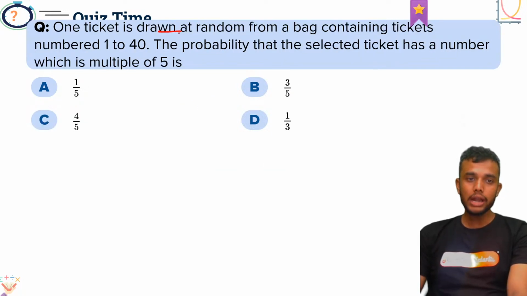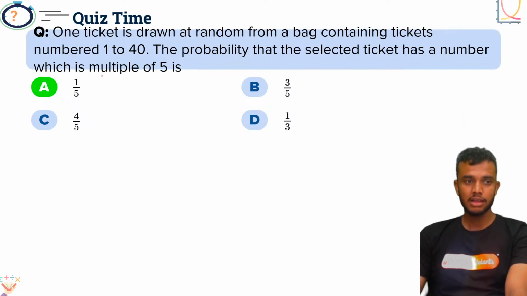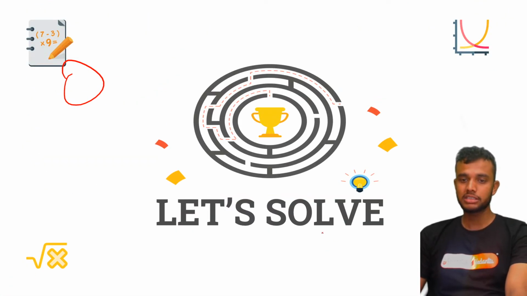Next question. One ticket is drawn at random from a bag containing tickets from 1 to 40. The probability of getting it is 1 by 5. Very simple. Next, come on, let's discuss the miscellaneous problems.